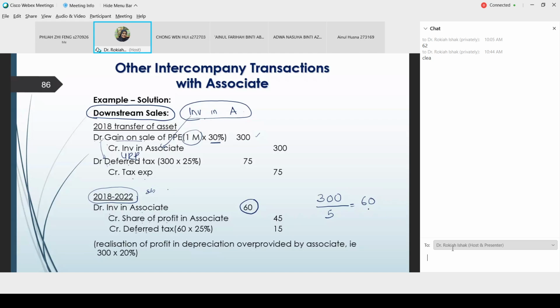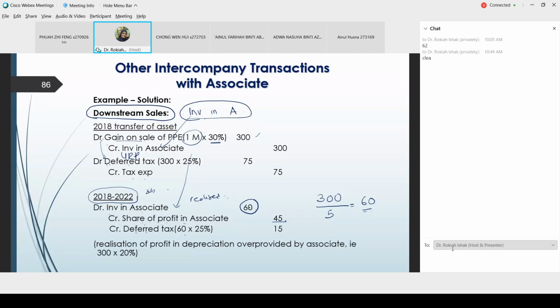So we're going to realize 60,000. For that 60,000, you're going to debit the investment in associate. Once you realize it, debit the investment in associate, and then credit share of profit in associate 45, because from that 60 is subject to tax 25%.